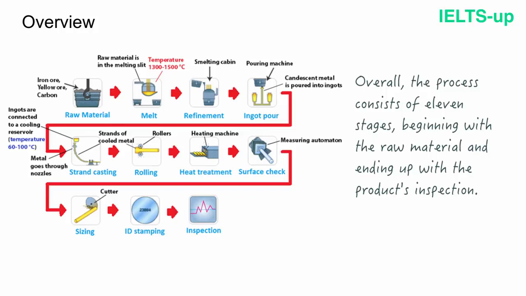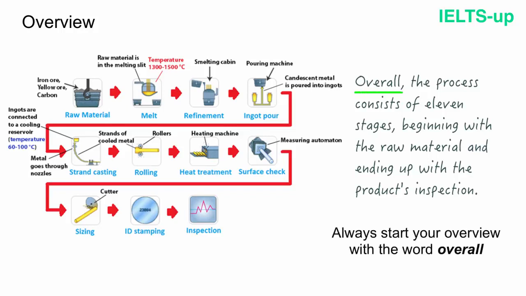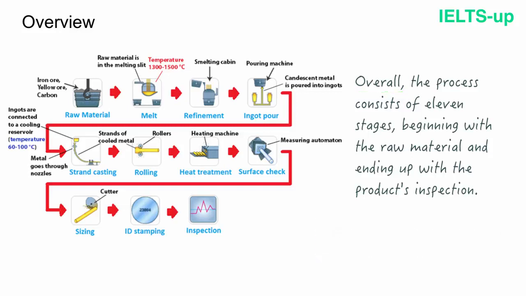My first word for the overview is overall. Always start your overview with the word overall. It indicates to the examiner that you are going to describe general trends. Then, I gave the number of stages. I used the phrase, the process consists of 11 stages, to do that.